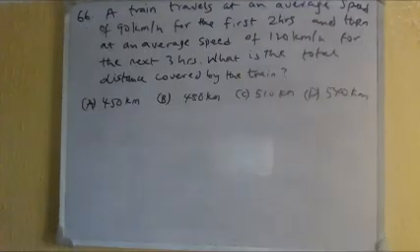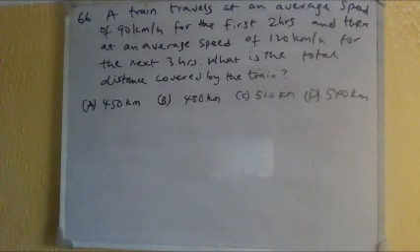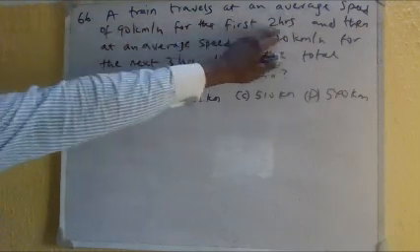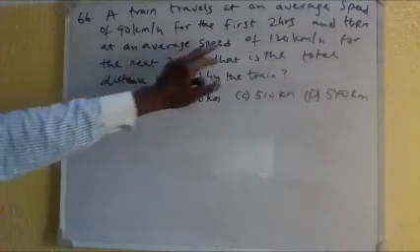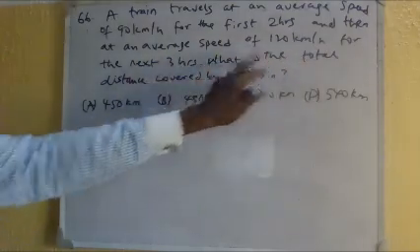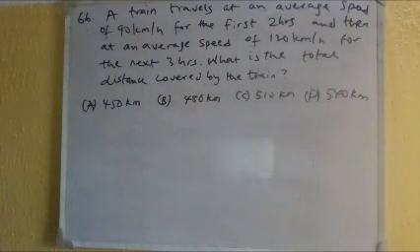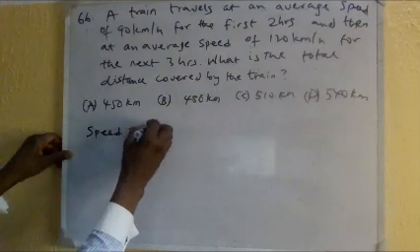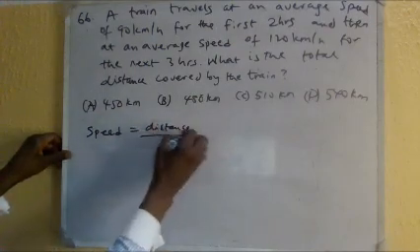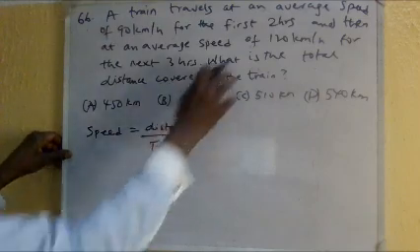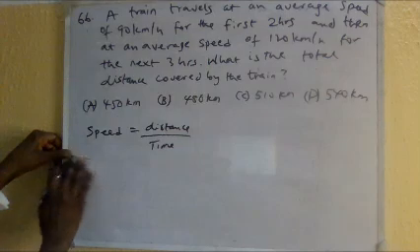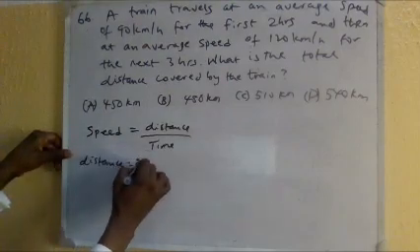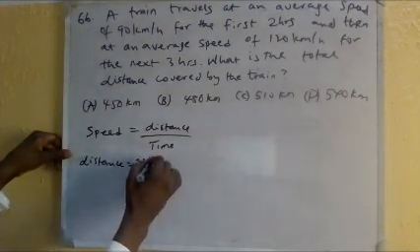Okay, so the next question here says that a train travels at an average speed of 90 km per hour for the first 2 hours, and then an average speed of 120 kilometers per hour for the next 3 hours. What is the total distance covered by the train? All right, formula for speed. Speed is equals to distance over time. And we're looking for total distance. So distance is equals to speed times time.